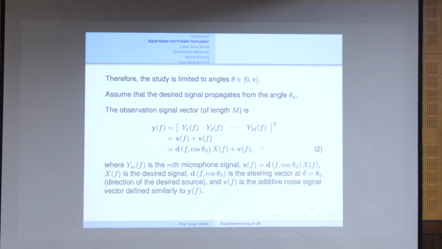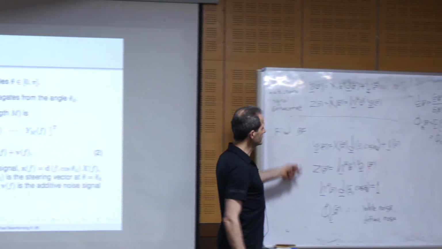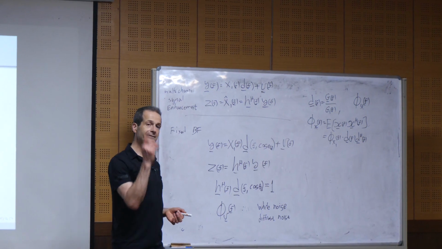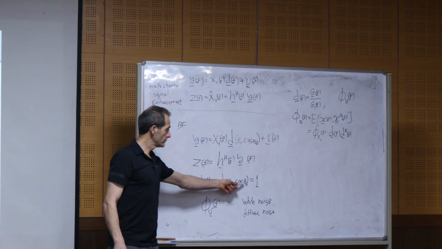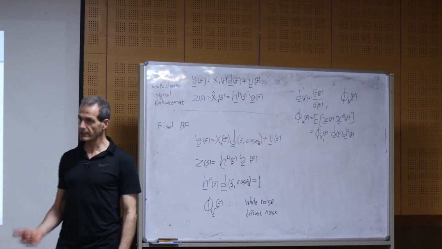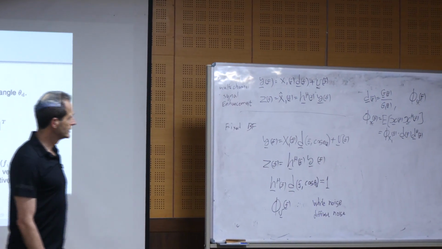So this is our model. And we don't try to estimate x. We tried that with signal enhancement, but here we don't know how to estimate a signal. We just want the beamformer not to distort the direct path from a certain direction, but we want to suppress noise as much as possible. Okay?